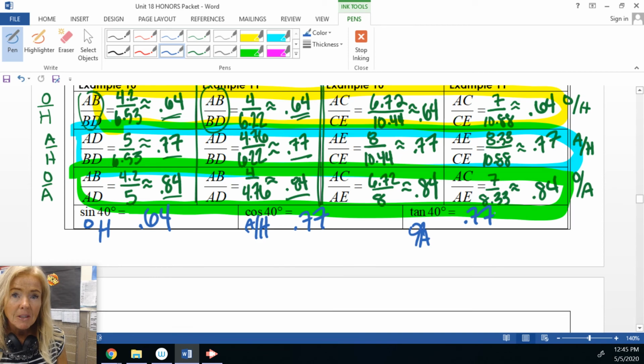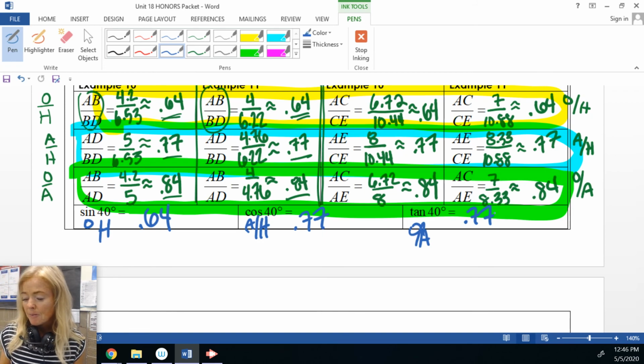Isn't that crazy? No matter how large or how small the triangles are, you're going to get the same ratio because you're taking a side and dividing by a side, and that's going to be a ratio every time, and it will always simplify to the same exact decimal every time for those similar triangles.